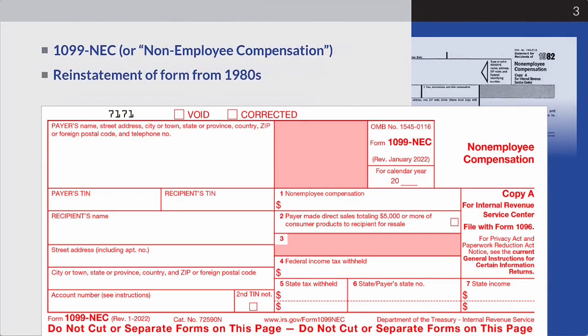The new 1099 NEC stands for Non-Employee Compensation, and is based on an old form that's been out of use since 1982. To use the reinstated 1099 NEC properly, you need to understand what is considered non-employee compensation.